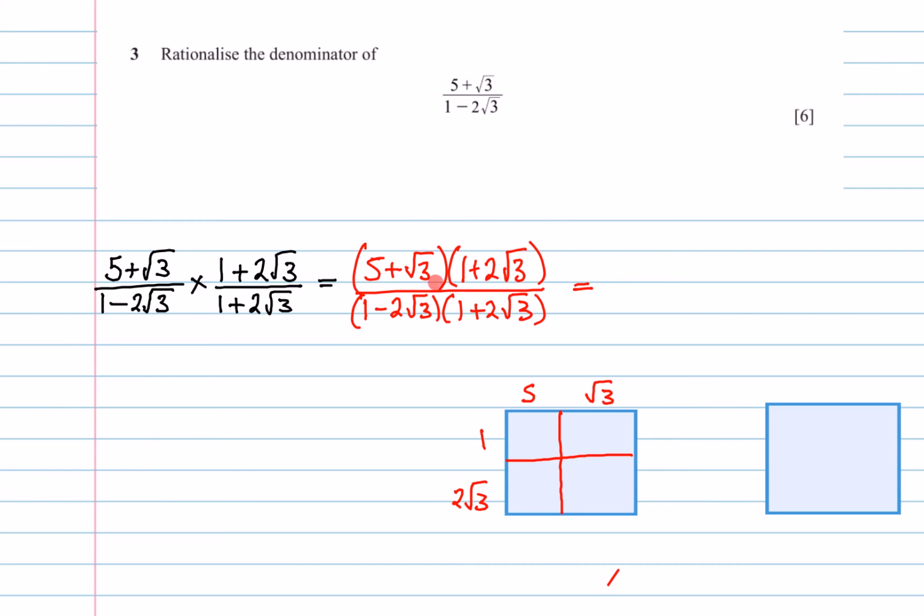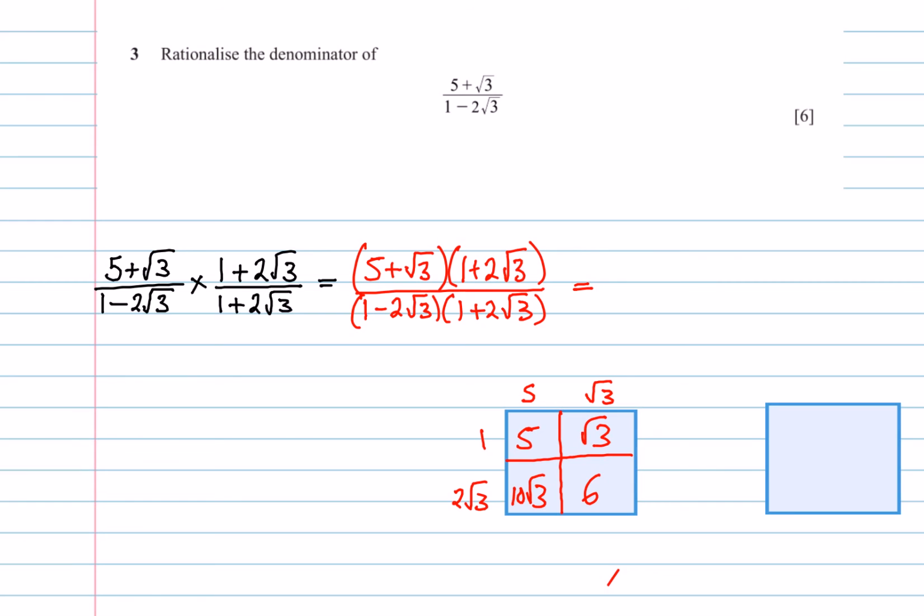So let's expand the brackets out here for the top line of the fraction using the box method. Multiply each of the terms here and fill in the box. So 5 times 1 is 5. 1 times root 3 is root 3. 5 times 2 root 3 is going to be 10 root 3. We've got root 3 times 2 root 3 is going to be 2 times 3, which is 6.